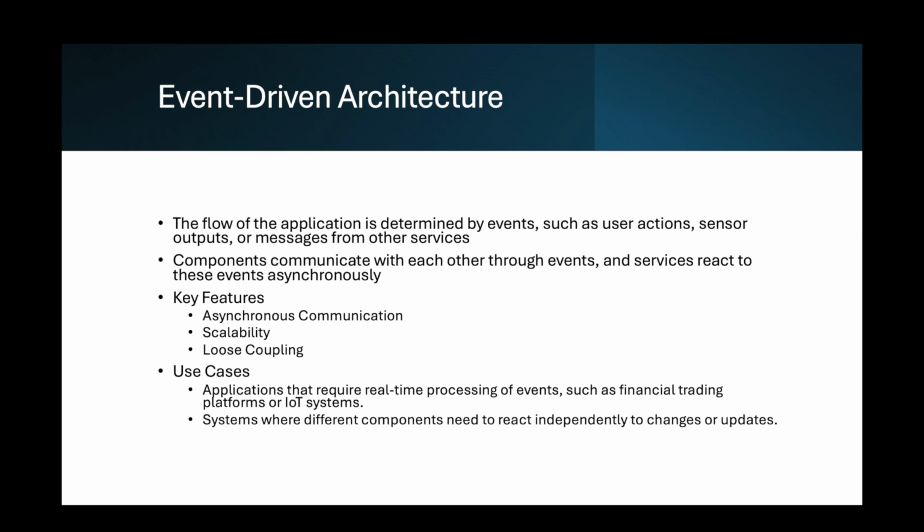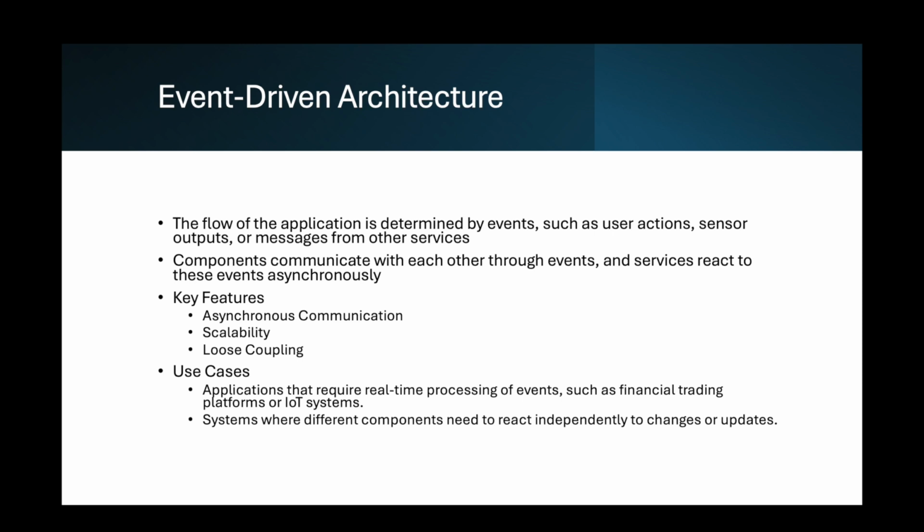Key features include asynchronous communication. Components communicate through events, allowing for non blocking interactions. Scalability: it easily scales by adding more event processors or message brokers. Loose coupling: services are decoupled as they do not directly communicate but rather react to events.